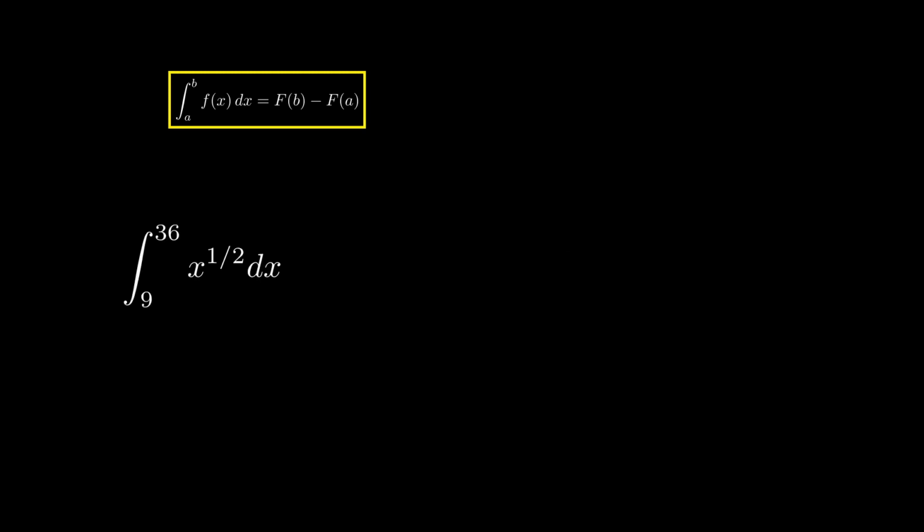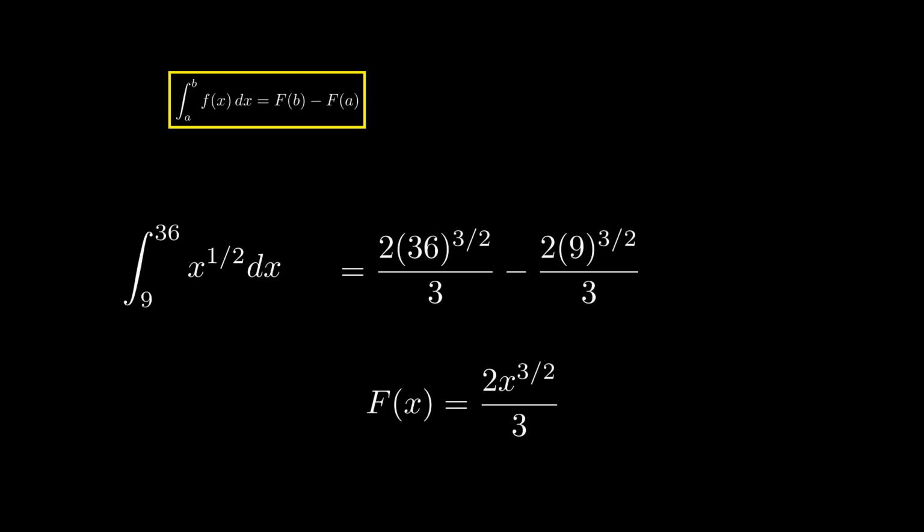Okay, now we have x to the power of 1/2. So what should we do? Well, according to the power rule, we would get x to the power of 1/2 plus 1 divided by 1/2 plus 1, which is x to the power of 3 over 2 divided by 3 over 2. Now to get rid of a fraction in the denominator, we use the reciprocal of it.